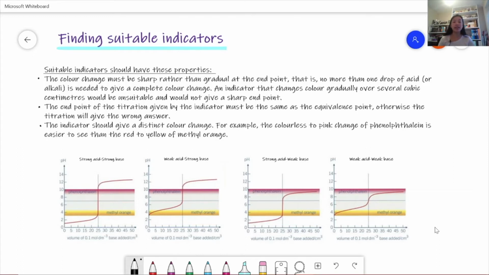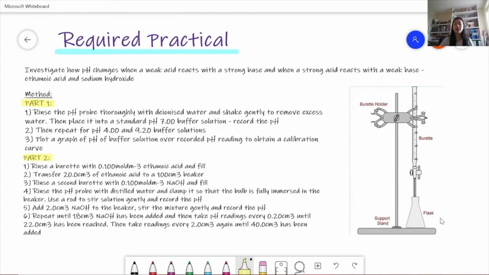So now we're going to look at a required practical, and it's to investigate how pH changes when a weak acid reacts with a strong base and when a strong acid reacts with a weak base. So the example we're going to look at is with ethanoic acid and sodium hydroxide. Ethanoic acid is the weak acid and sodium hydroxide is a strong base.